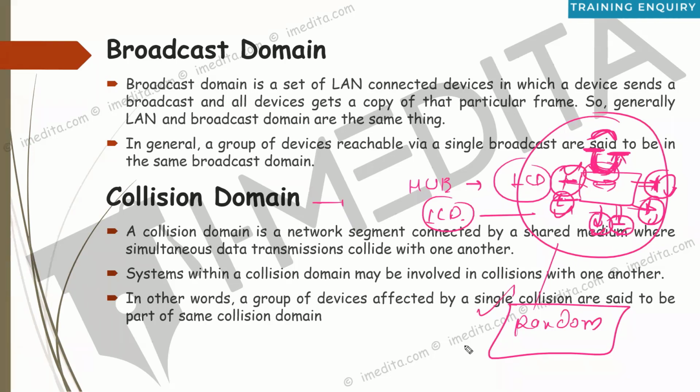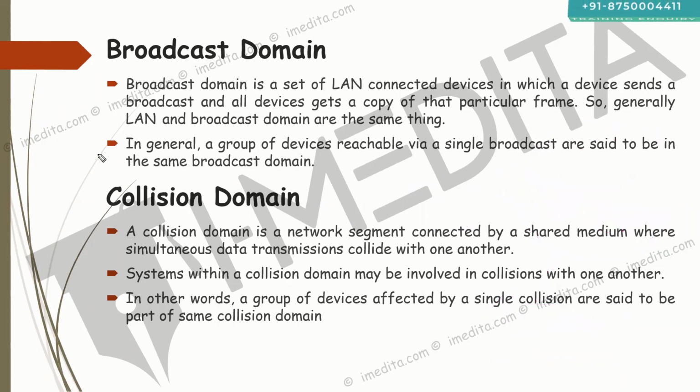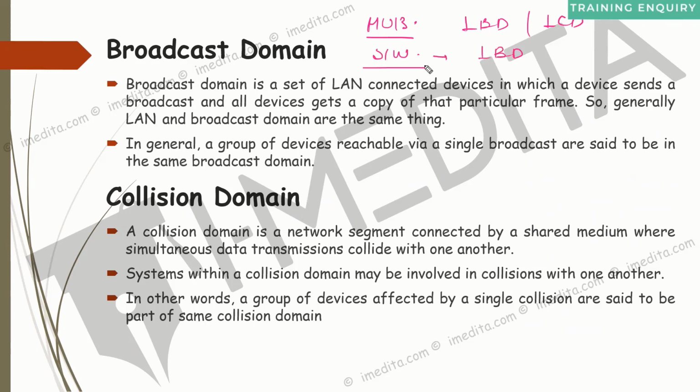So a broadcast domain is a set of LAN connected devices in which, when a device sends a broadcast, all devices get a copy. A group of devices reachable via a single broadcast is said to be part of a broadcast domain. A group of devices affected by a single collision are said to be part of the same collision domain. So we have this concept of broadcast domain and collision domain. A hub is a single broadcast domain, single collision domain device. A switch is a single broadcast domain by default.